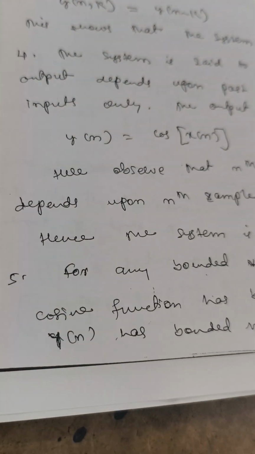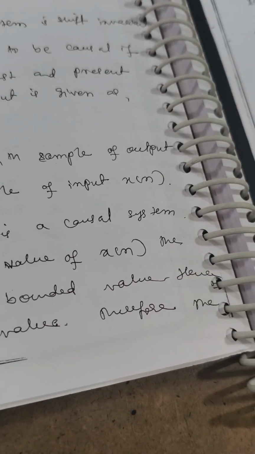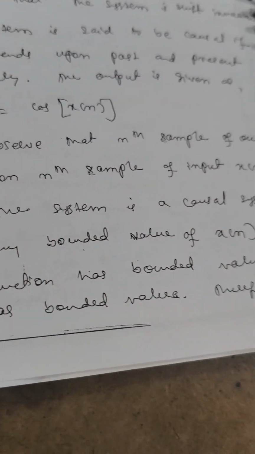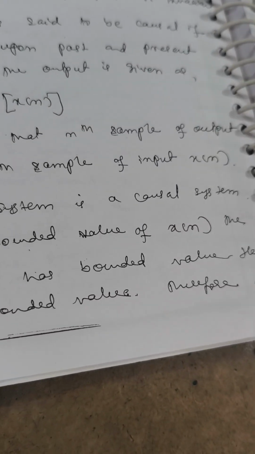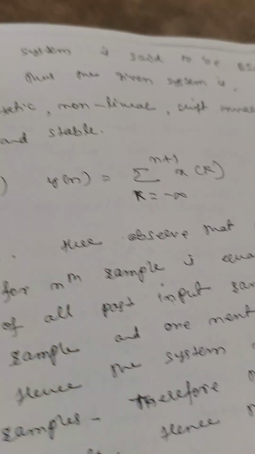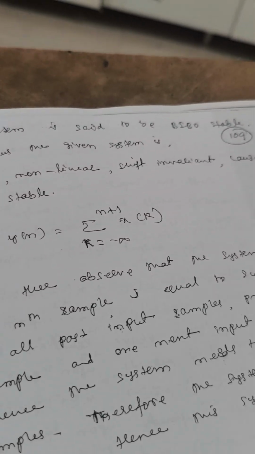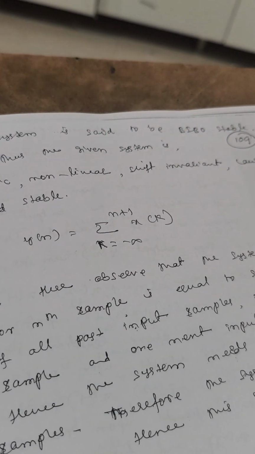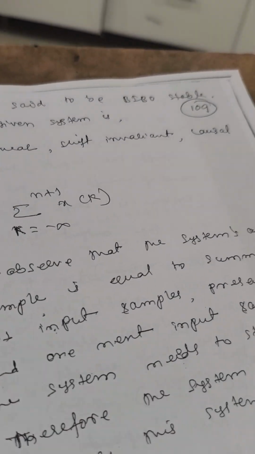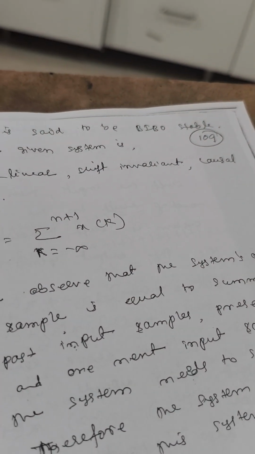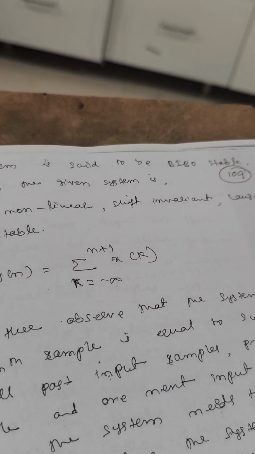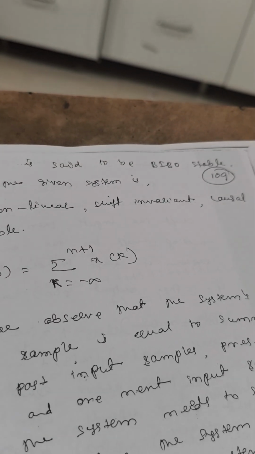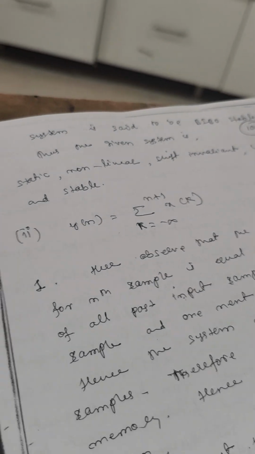The fifth property: for any bounded value of x of n, the cosine function has a bounded value, hence y of n has bounded values. Therefore, the system is called a stable system. Hence, the system is said to be BIBO stable. BIBO means bounded input, bounded output. As long as the input is bounded, the output is also bounded. Therefore, such systems are called BIBO stable.